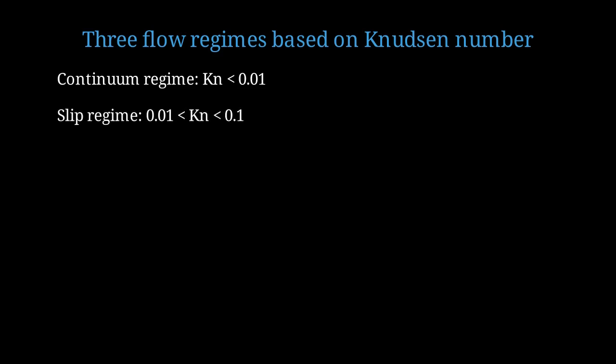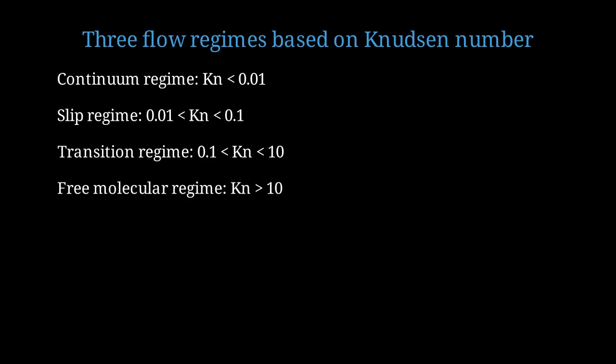Based on the Knudsen number, we can identify distinct flow regimes that exhibit very different behaviors. When the Knudsen number is less than 0.01, we have the continuum regime. Here, classical fluid mechanics applies perfectly. When the Knudsen number is between 0.01 and 0.1, we enter the slip regime where wall effects become important. When it is between 0.1 and 10, we are in the transition regime where both molecular and continuum effects matter. When the Knudsen number exceeds 10, we reach the free molecular regime. Here, molecule-wall collisions dominate over molecule-molecule collisions.